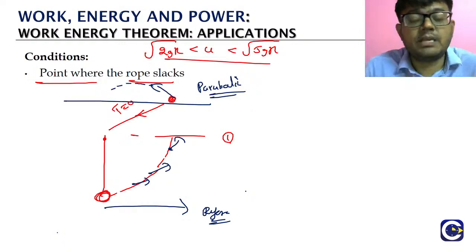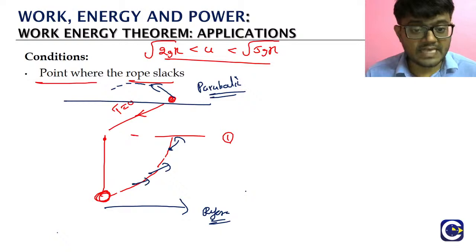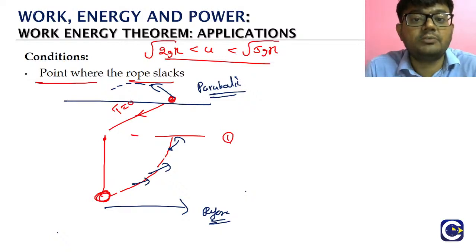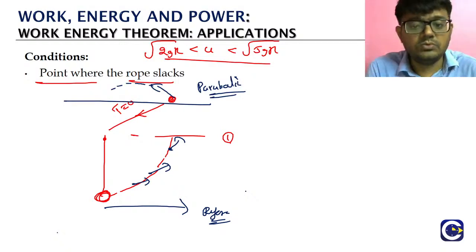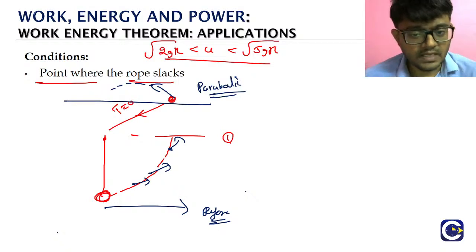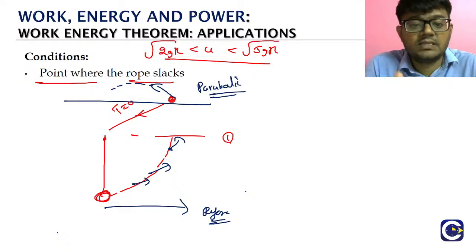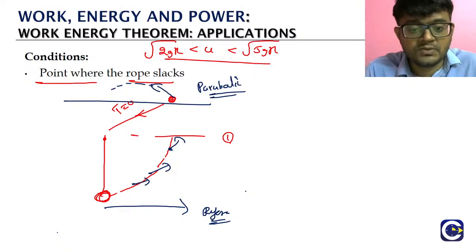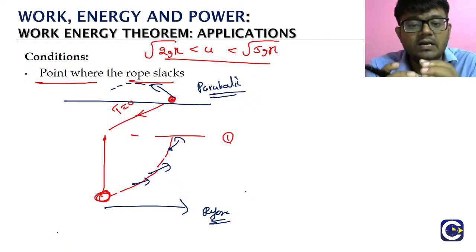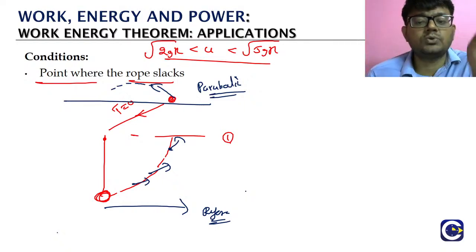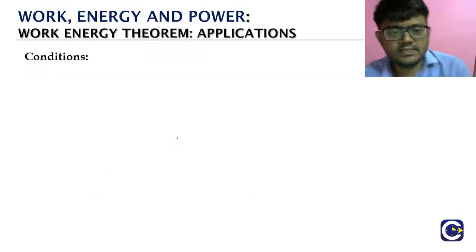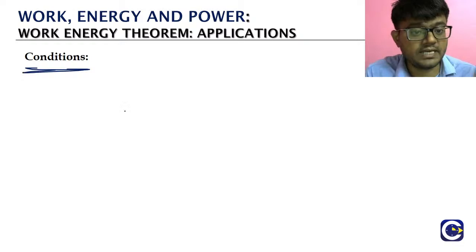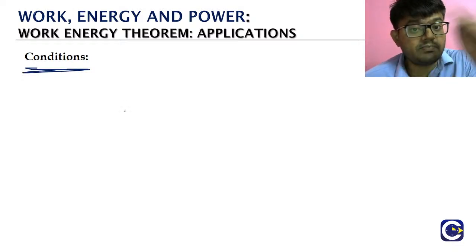At the point of slacking, the tension should become 0. Using that condition we will be able to solve the problem. The mathematics is the same, and we use the conservation of mechanical energy principle. So at the point of slacking the tension becomes 0 and the particle starts going in a parabolic path.